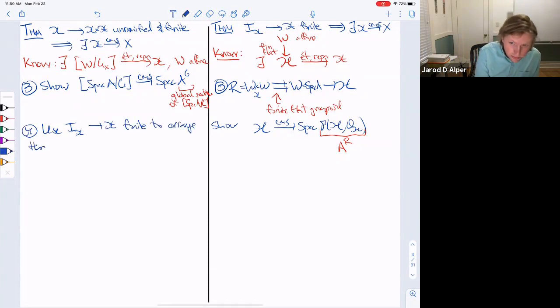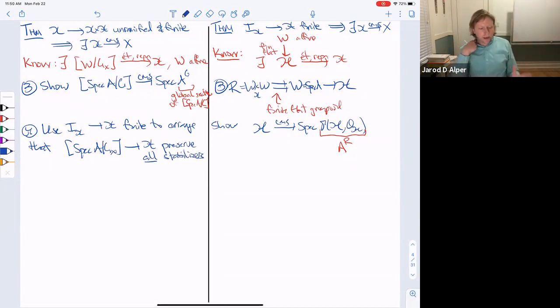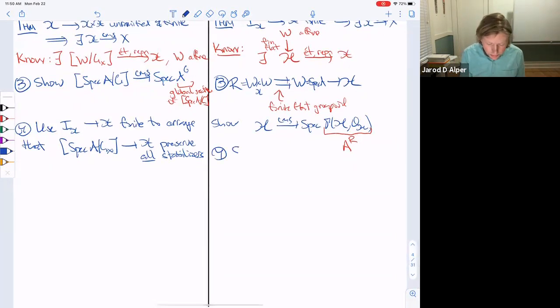to arrange that these local quotient presentations not only preserve the automorphism groups at the particular points, but preserve all stabilizer groups. That is, induce isomorphisms on stabilizers at all points. And this is where we use the finiteness of the inertia, because that gave us, and on the right hand side, it's the identical argument.